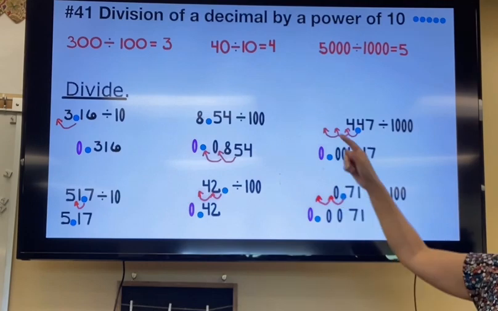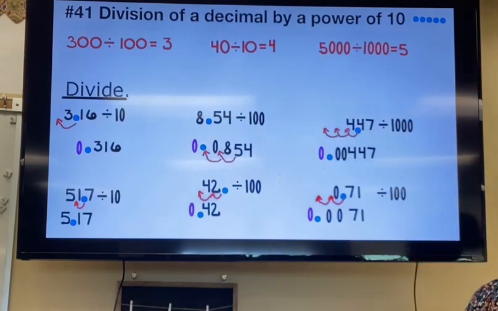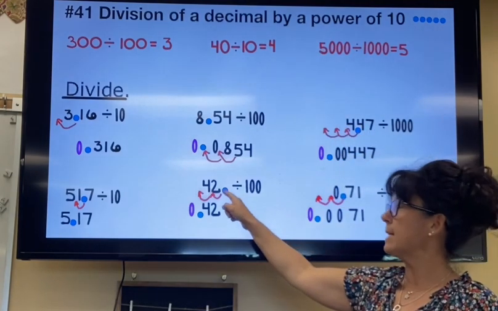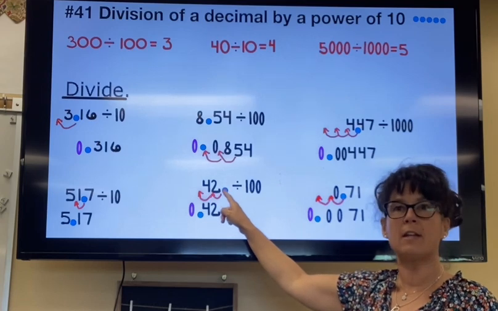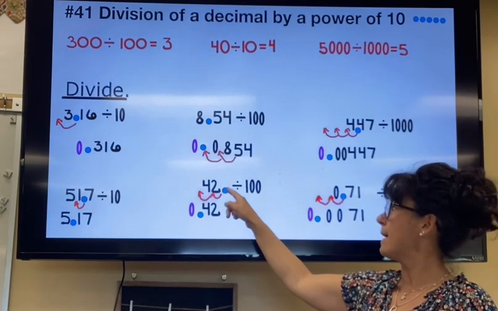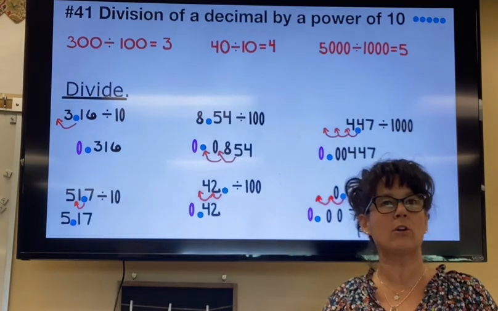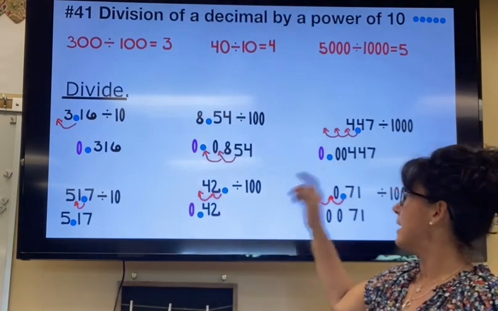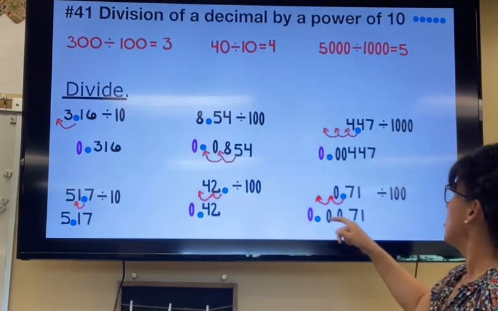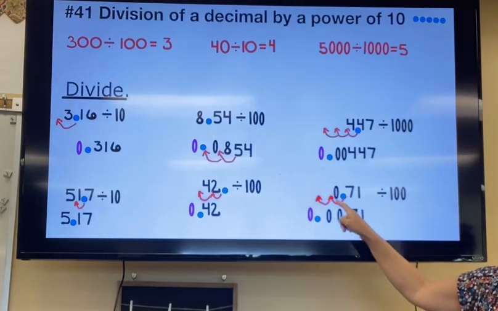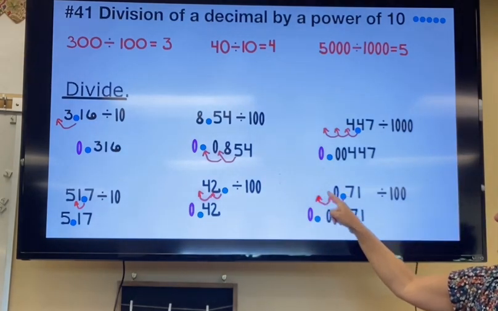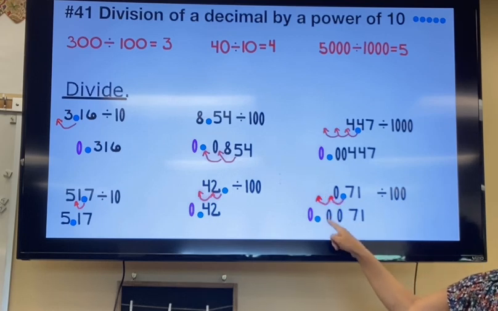So big picture, count how many zeros there are. If you don't see a decimal point, put it at the end of the number. And then take the decimal point and move it to the left however many zeros there are. And as you're moving it, if you end up, in this case, moving it twice, I need an extra 0 there to hold the place value.